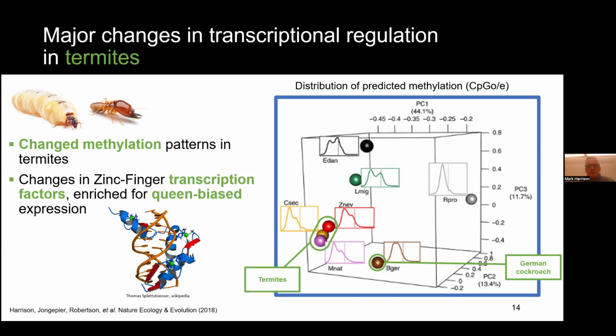Furthermore, we found significant changes in zinc finger transcription factors, so obviously important for transcriptional regulation, and these are enriched for queen-biased genes, so genes which are important for the regulation of queens compared to workers. So probably important for the evolution of castes in termites.